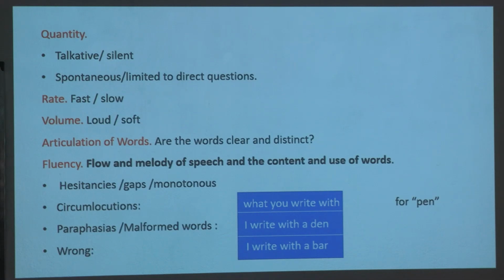So circumlocution, what you write with, okay, malformed word, I write with a den, it is called paraphasias, okay. I write instead of pen, patient is telling den, okay. I write with an abnormally unnatural word, or almost there is no existence of the word, right. I write with a bar, okay. So the patient is telling another word instead of pen, okay, wrong.